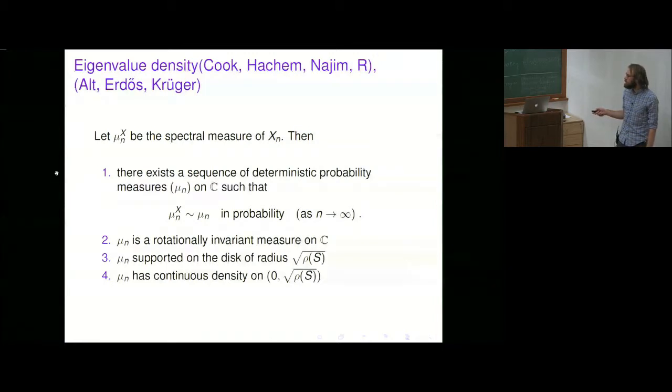And the radius of this disk is actually a very simple function of S. I just take the Perron-Frobenius eigenvalue of S, so the spectral radius, take the square root of it, and my deterministic measures are going to be supported on the corresponding disk. Furthermore, my density is going to be continuous between 0 and the edge. It's possible that I could have some sort of atom or blow up at 0, so it might not be continuous exactly at 0. And at the edge, it's never going to be continuous.